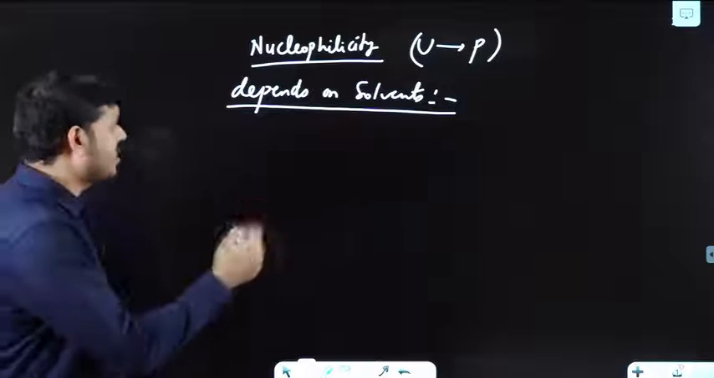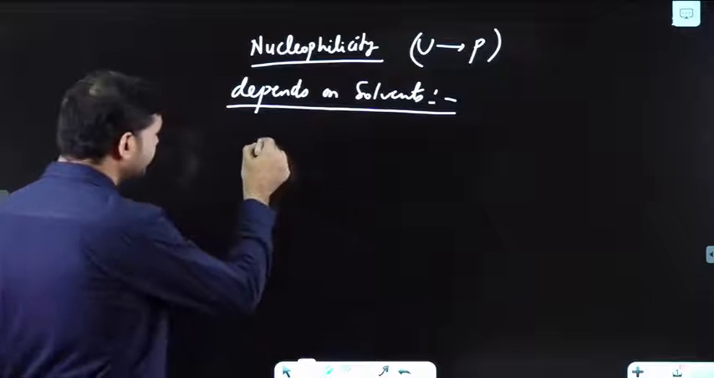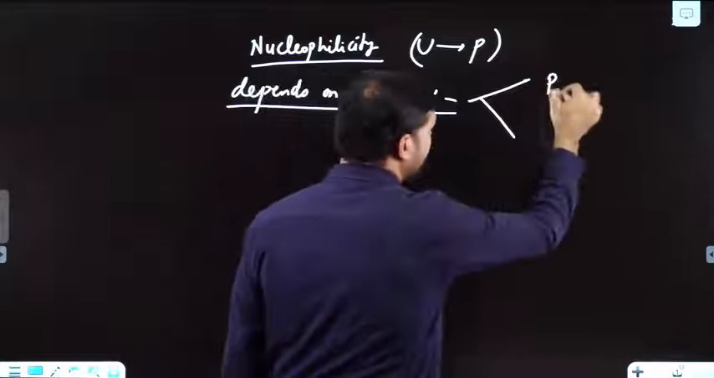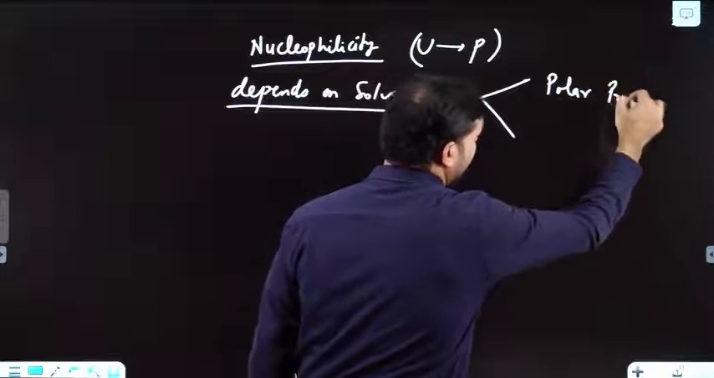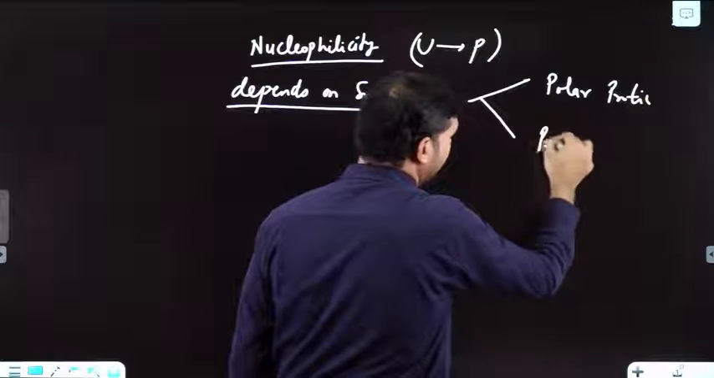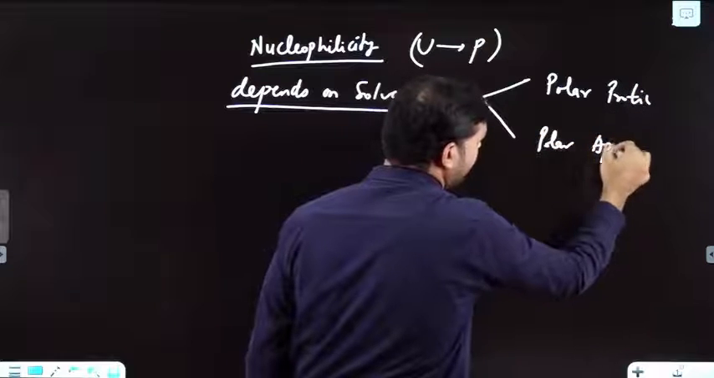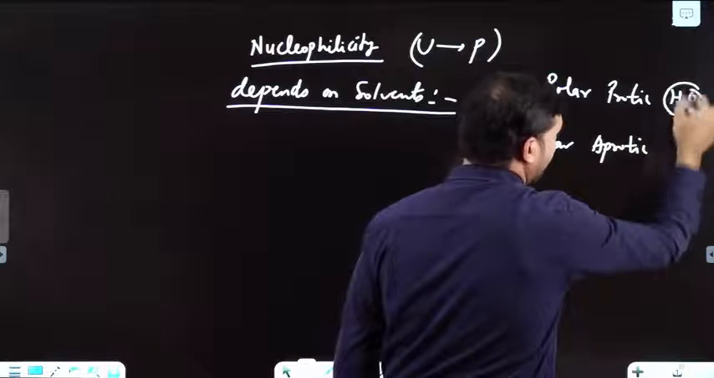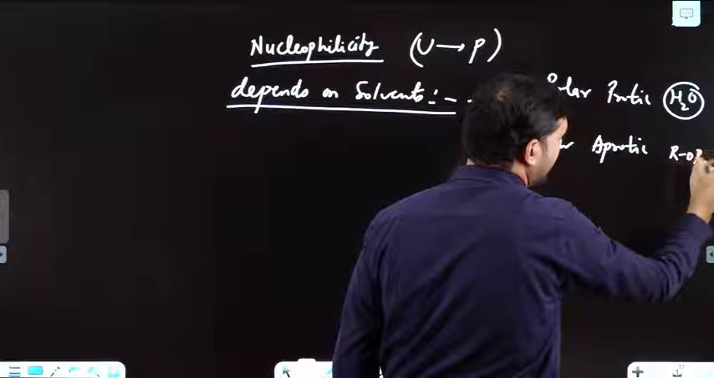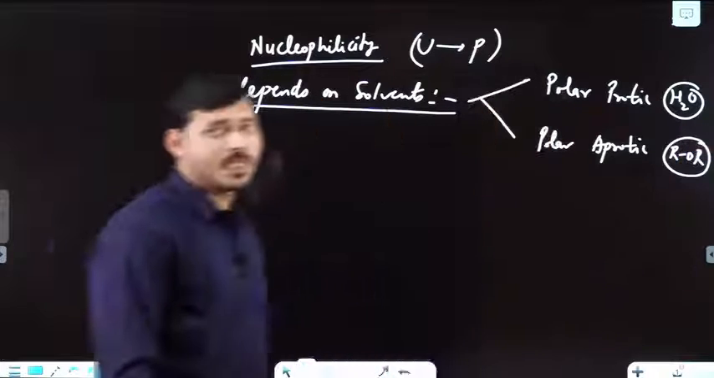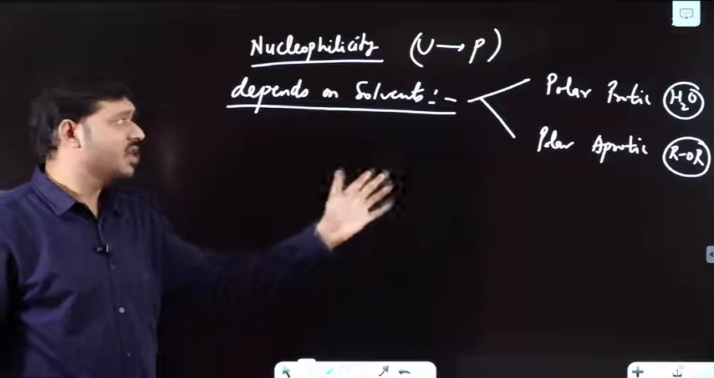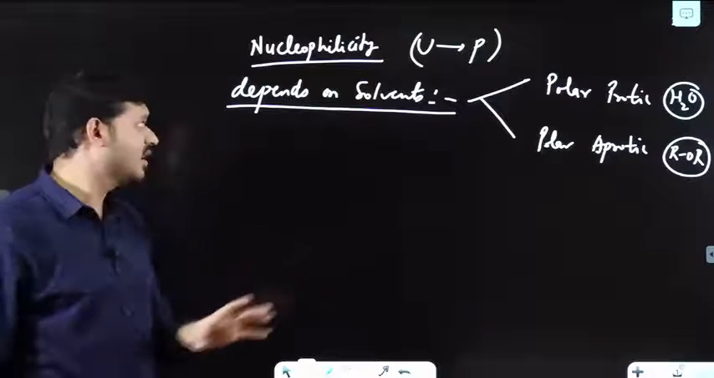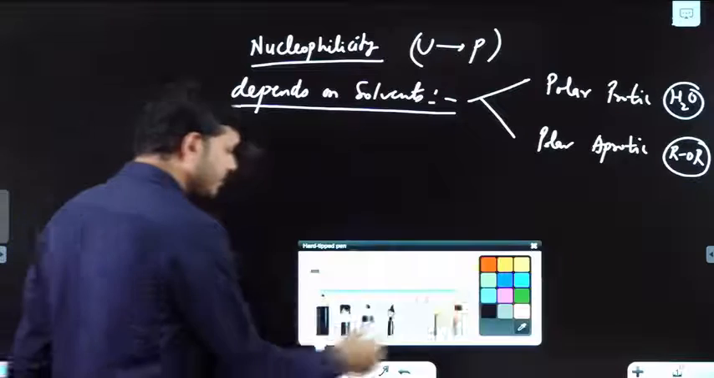Now understand, solvent will be polar protic or polar aprotic. Polar protic is just like H2O and polar aprotic is just like ROR, ether. I have discussed polar protic, polar aprotic and non-polar solvents in my last video. Everything has been discussed in detail. Here I am just telling what happens.